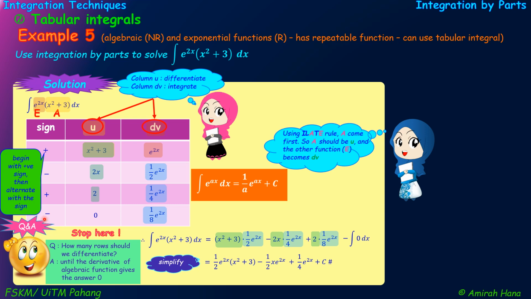Alright, when should we stop the rows? If the given question has an algebraic function, when we differentiate, we need to stop when it gives the answer 0. So that's the idea to solve integration by parts using tabular integration, right?